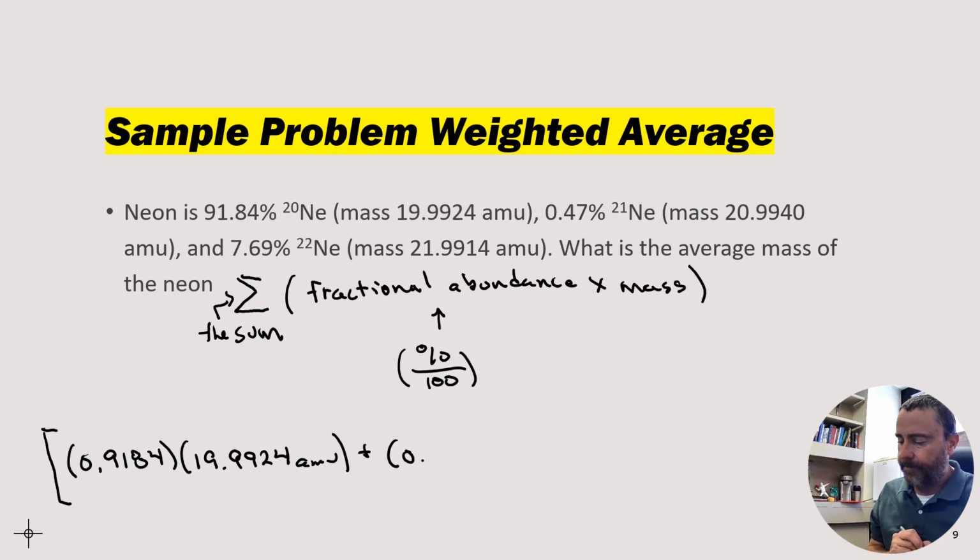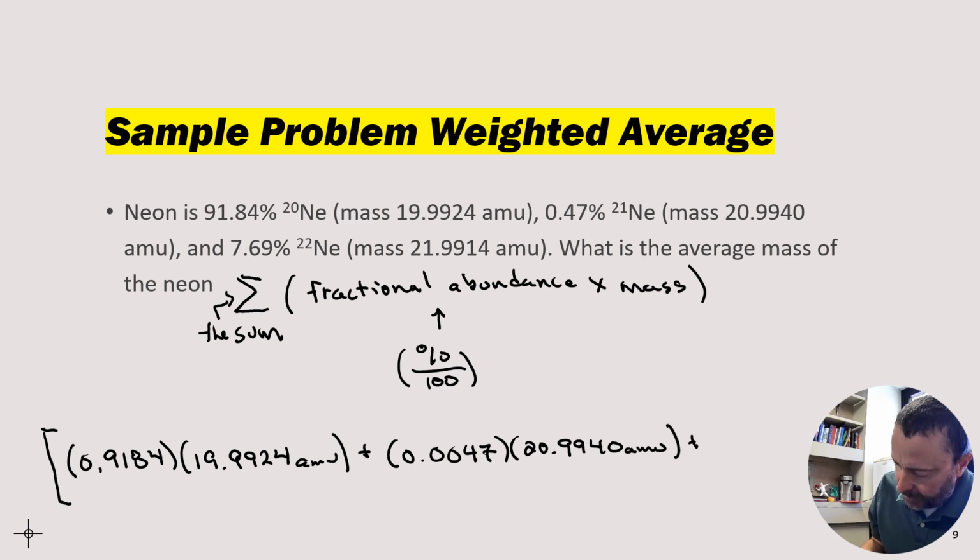Well, we've got our 0.47% of our neon 21. 0.47 divided by 100 is 0.0047 times 20.9940 AMU. And then we're going to add to that one as well, 0.0769 for our neon 22, and its mass is 21.9914.